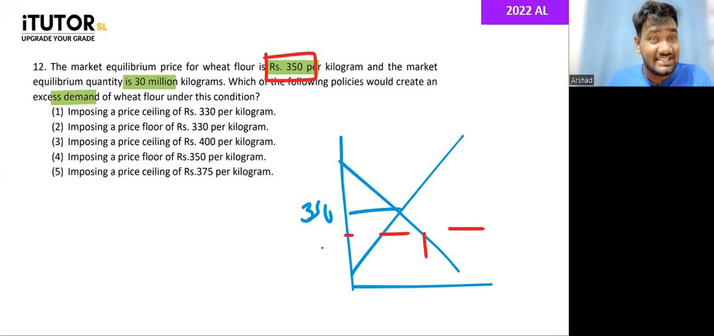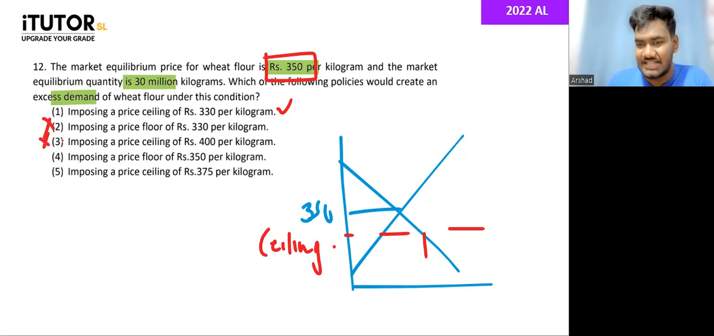So below means, is it a price ceiling or a price floor? You're talking about a price ceiling, right? So there has to be a price ceiling below 350. We'll see. Impose a price ceiling of 330, can be. Impose a price floor of 330? Price floor is above, wrong. Impose a price ceiling of 400? No, ceiling less than 350, that's what we are finding. Price floor of 350? No. Price ceiling of 375? No. So can you see how easy this question is? Fine. So if you set a price ceiling of 330, there would be an excess demand. Safe guys, all right?